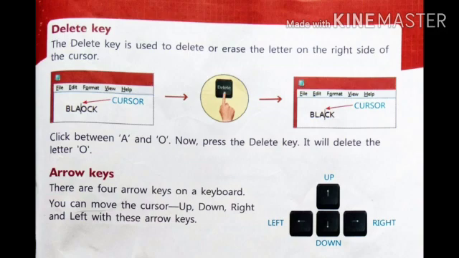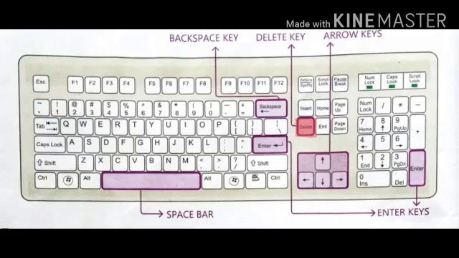Now, again there is an example for you. See the spelling of black, which is again typed wrongly. Click between A and O. Now press the delete key. It will delete the letter O, and then we will get the correct answer. This is the delete key on the keyboard.